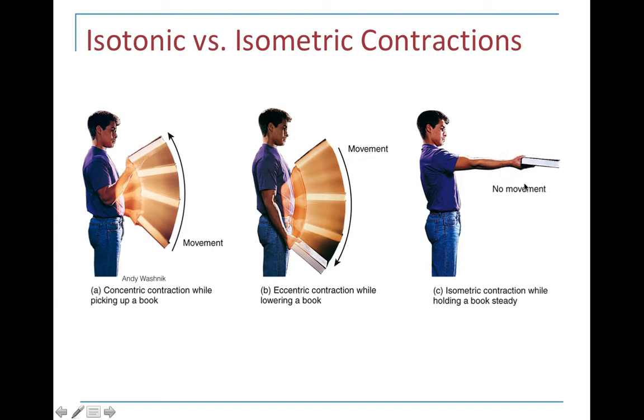And isometric, we actually have no movement of the book. So we're holding it steady, but the muscle has to contract because, as we know, even if we don't have a book in our hand, we just have our arm out there, over time it seems as if our hand is getting heavy or our arm is getting heavy, and that's because our muscle is contracting.